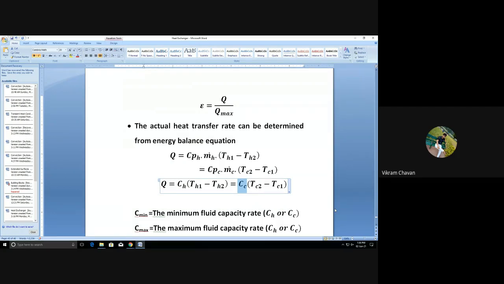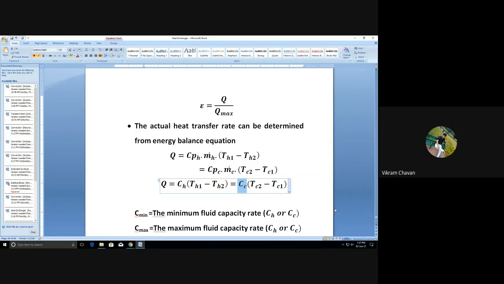Okay, so which one is greater? 5.5 or 4.5? Obviously 5.5 is greater. So I can say that C suffix H is greater than C suffix C. In that case we have to provide the nomenclature to the respective heat capacity rates.